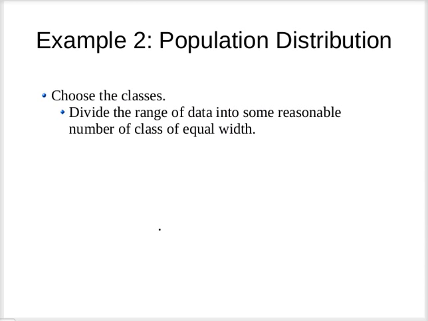So let's look at the steps to make a histogram. First, I want to choose the classes. This is going to divide the range of data into some reasonable number of classes of equal width. And I just noted that the range of my data is 1% in Maine to 42.3% in New Mexico.